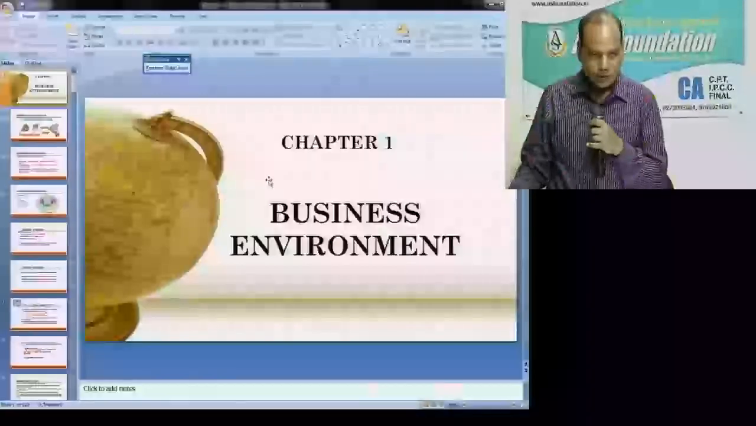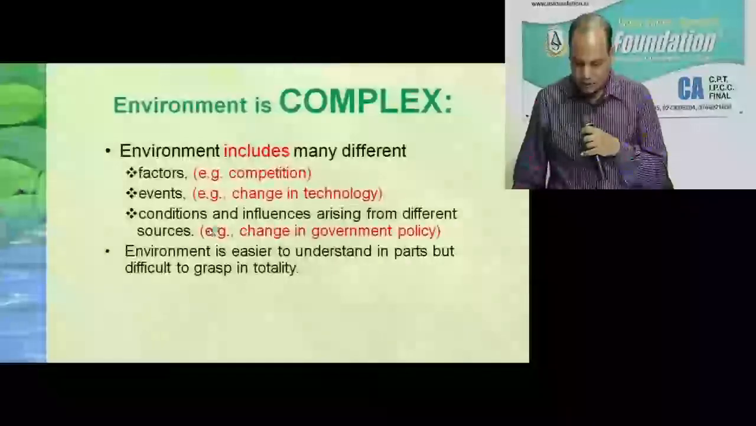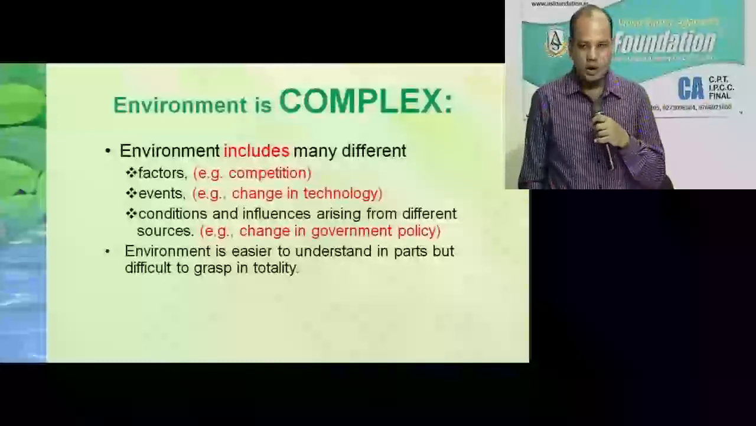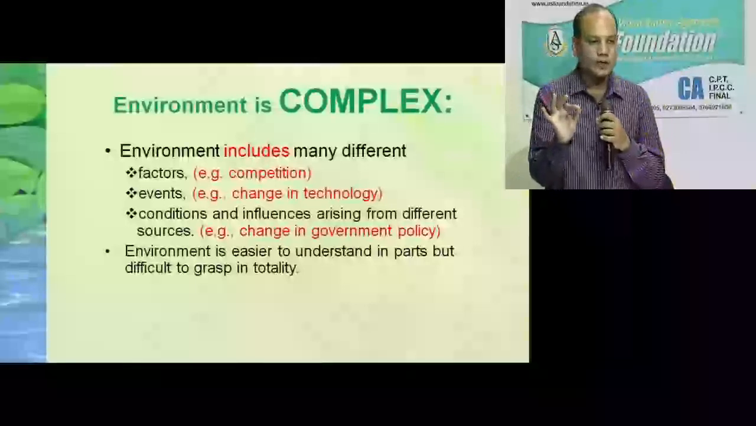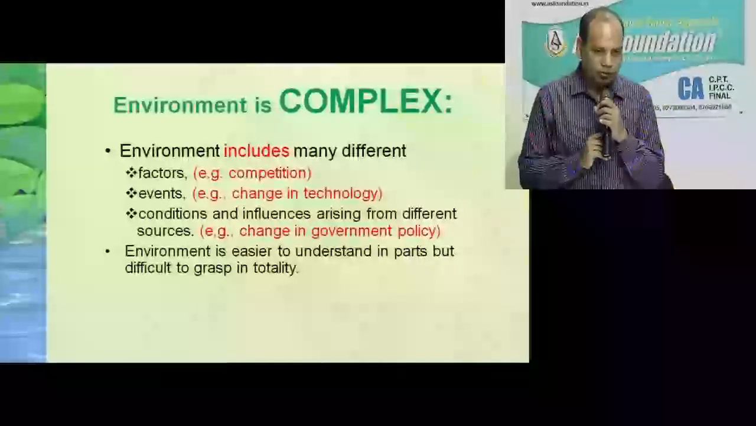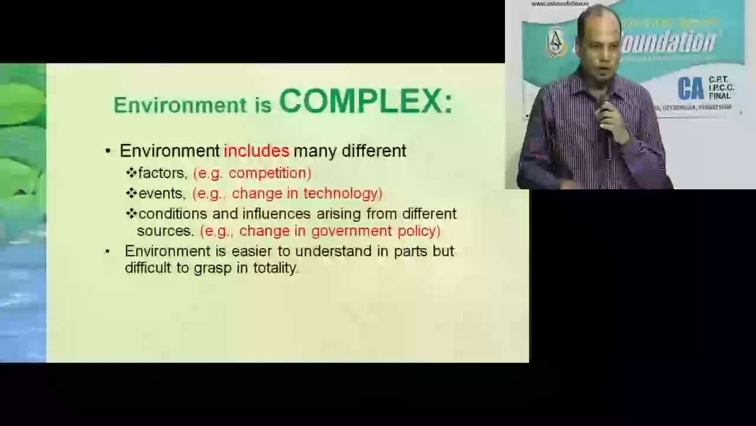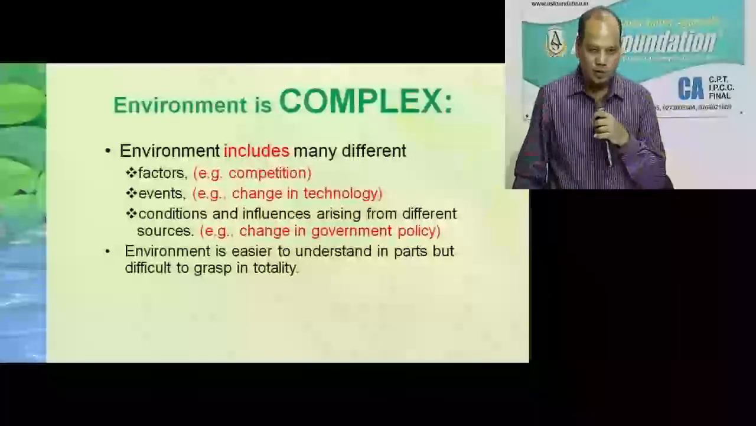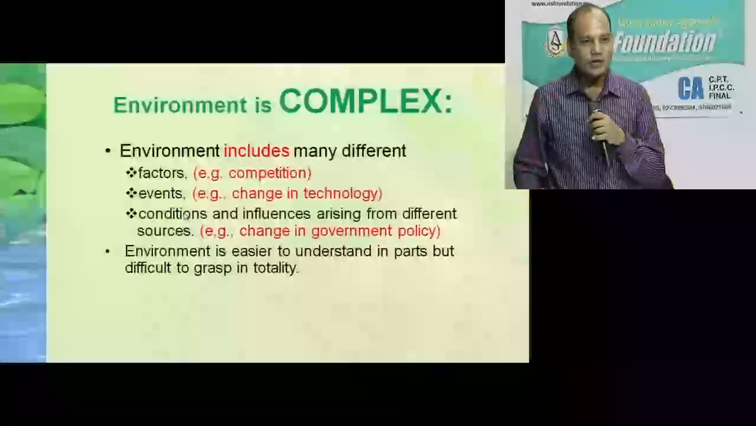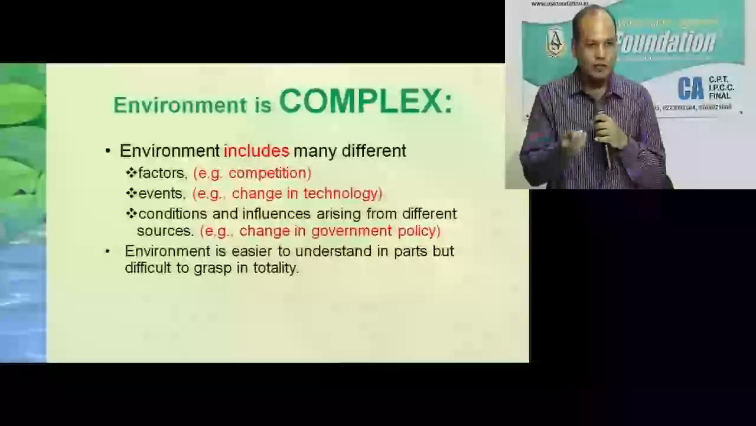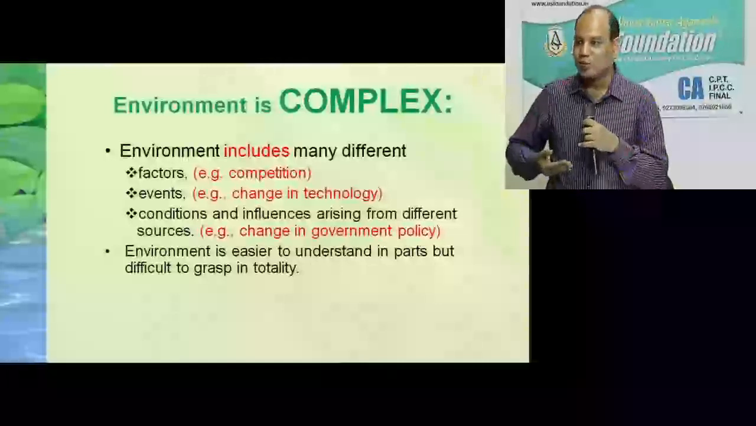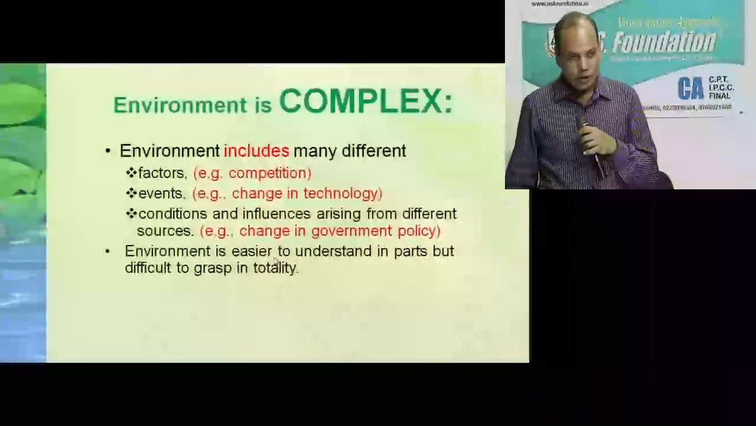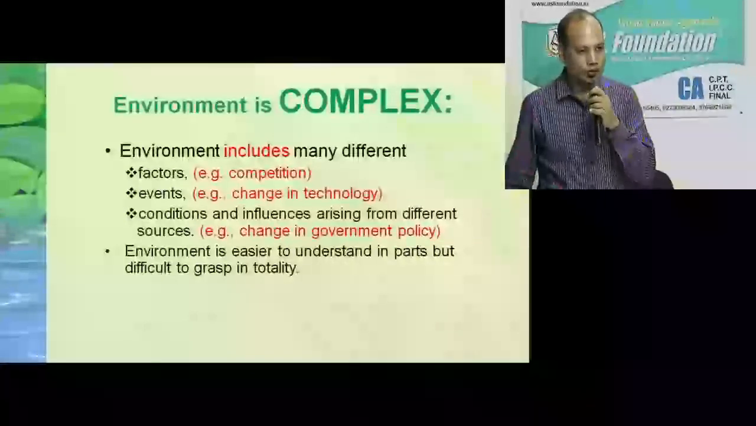Then events, like for example changes in technology. Conditions and influences arising from different sources. Government policy. In India, if you have to do business, you have to understand more than 60 different types of regulations. Is it right? You have to know what is Income Tax Act, what is Companies Act, what is Partnership Act, Environment Act, Factory Act, Workmen Compensation Act, okay, Child Labor Act. Then start business. Understanding one simple law is so complicated. Understanding so many laws and then you have to start the business. Okay. So environment is easy to understand in part, but difficult to grasp in totality.